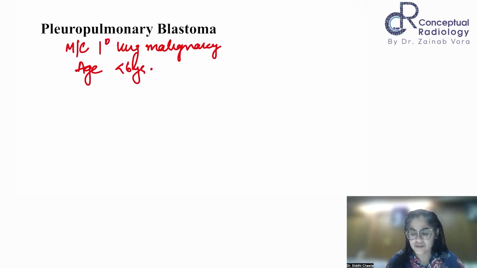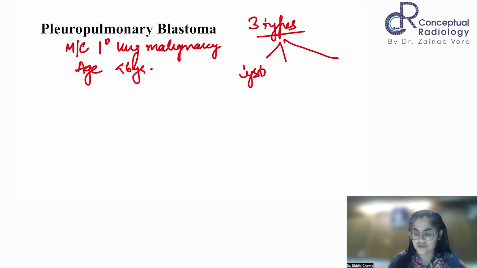We'll be reading about the types of pleuropulmonary blastoma. So basically, we have three types of pleuropulmonary blastoma. Type 1 is the cystic one. Then type 2 is the mixed component, in which you have solid and cystic areas. And type 3 is a purely solid region.